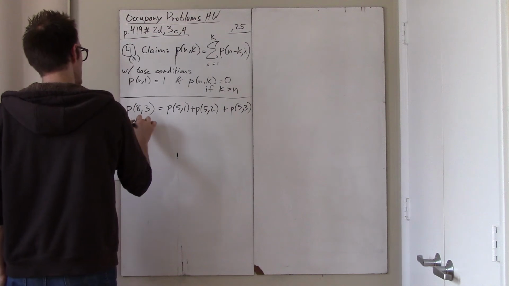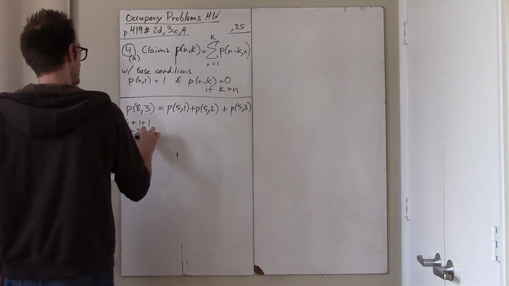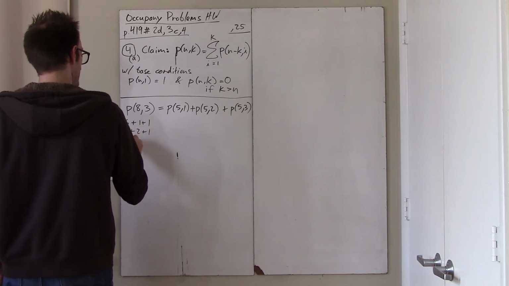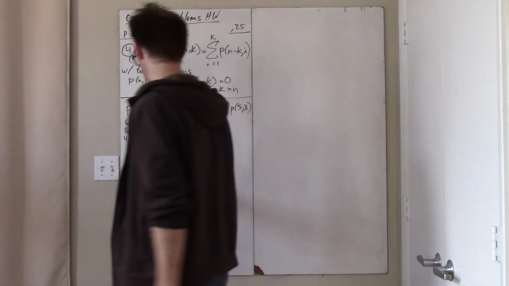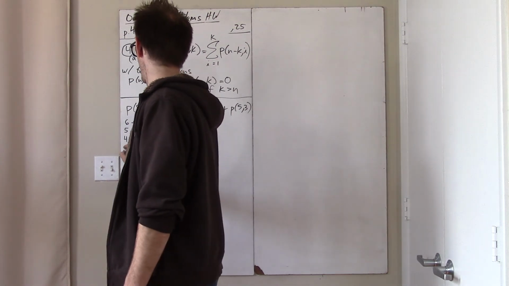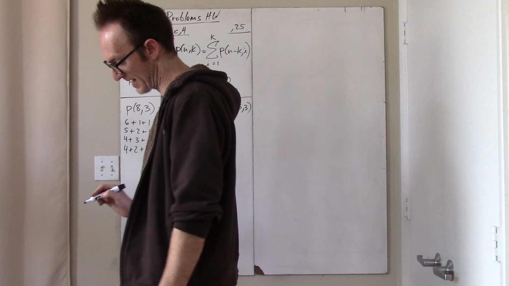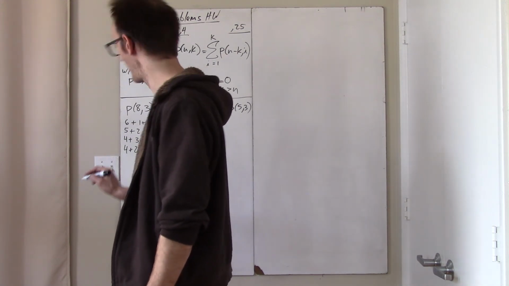So one way is 611. Another way is 521. Another way is 431. Or I could make this 422, I guess. Or I could, is that all there is? Yep. Or I could make this 332. Okay.